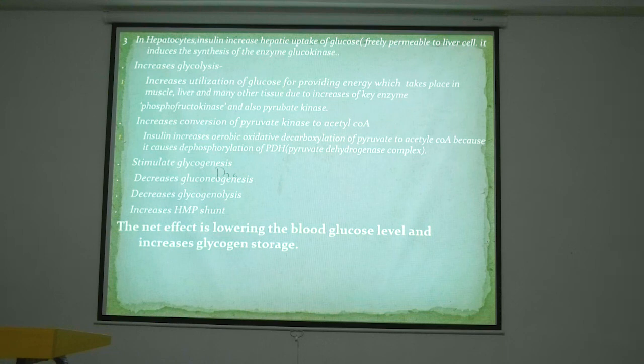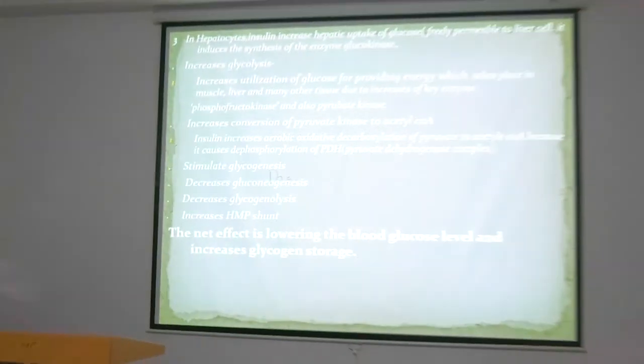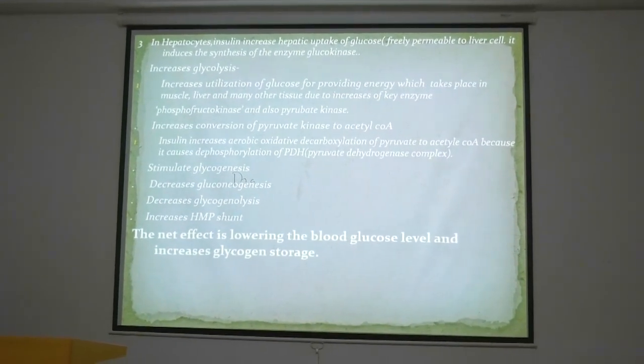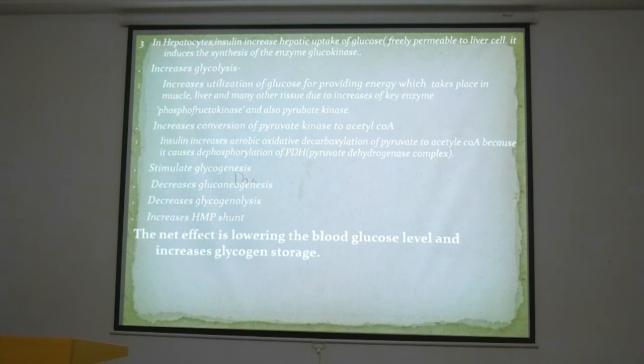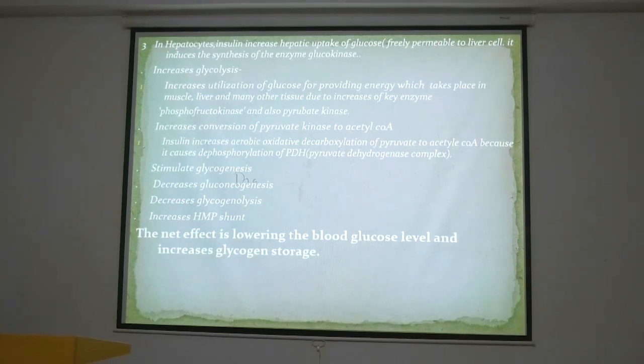If somebody asks you a question on how insulin regulates blood glucose, you directly say all these points. It stimulates glycogenesis, decreases gluconeogenesis, decreases glycogenolysis, and increases HMP. The net effect is lowering the blood glucose level and increased glycogen storage.